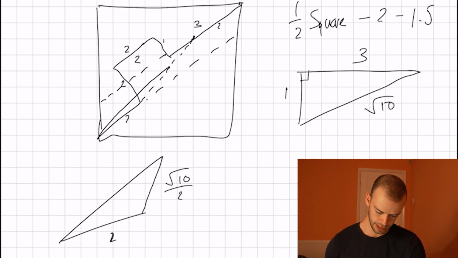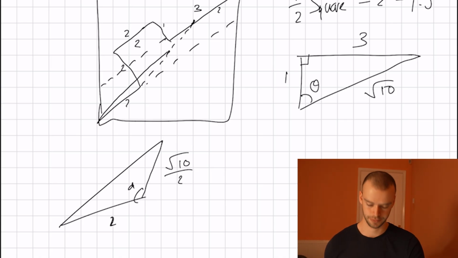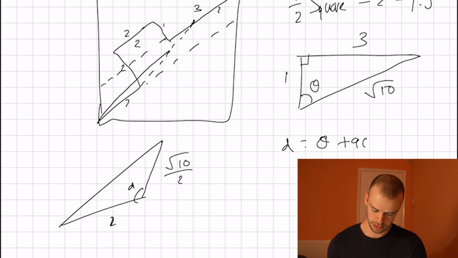If you look on the diagram here for this triangle, this angle here is comprised of a right angle and this angle here, which is this angle on our right angled triangle. So let's call this angle here theta and this angle here alpha. Well then alpha equals theta plus 90 degrees. Okay.